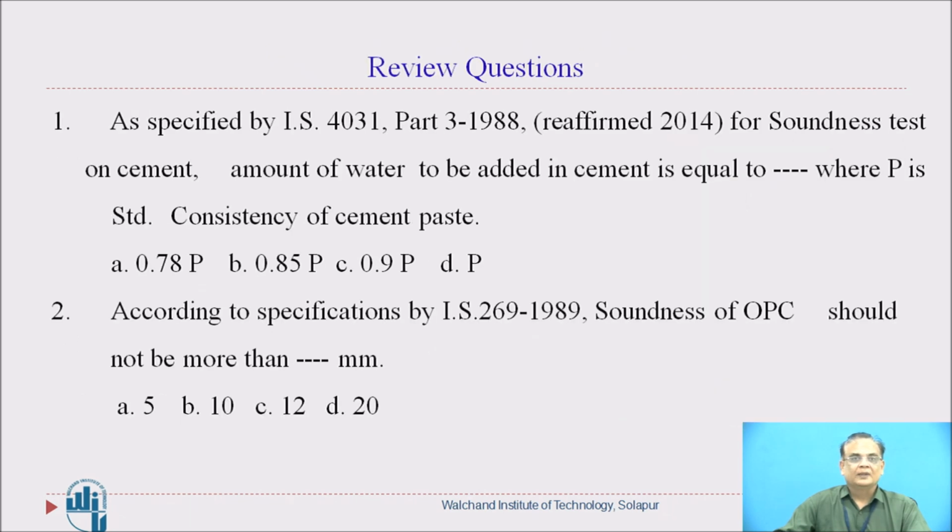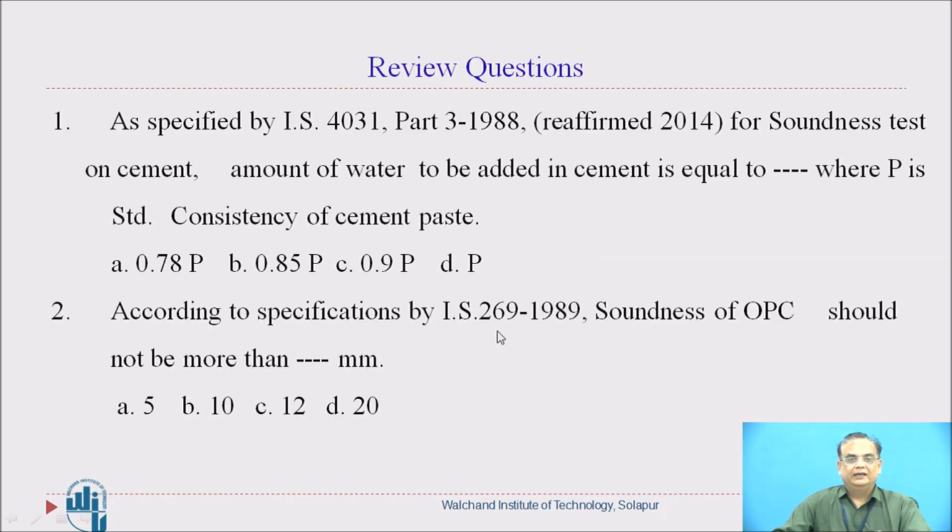Okay. So here are the review questions for you students. Read them carefully, give the correct answers. Okay, hope you have written the answers. What is the answer of the first question? As per IS 4031, for soundness test on cement, the amount of water to be added in cement is how much? 0.78 P, we know. A is the correct option.